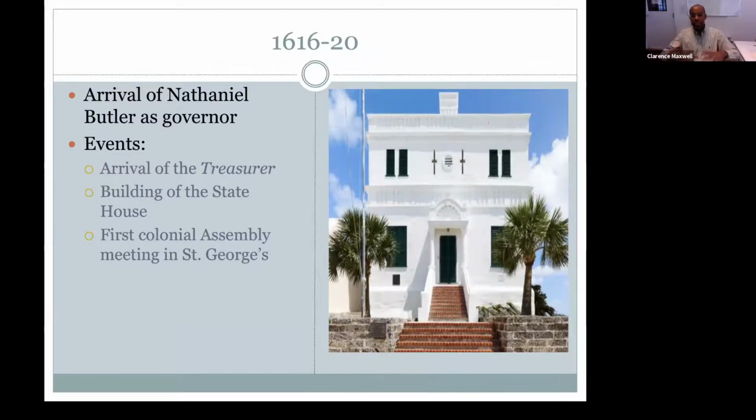And then, of course, the building of the State House, which Nathaniel Butler built very much on the model of a variety of other buildings he saw in these latitudes, leading to the beginning of Bermuda's very particular architectural heritage. And of course, the meeting of the first colonial assembly in St. George's. This period, 1616 to 1621, ends this particular era.